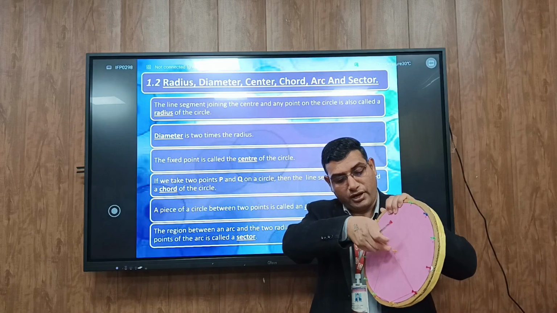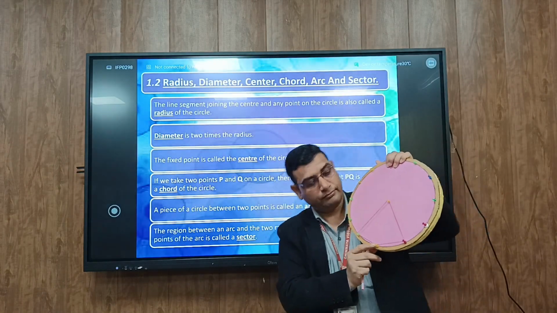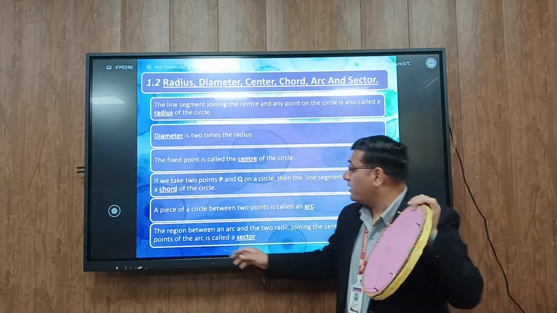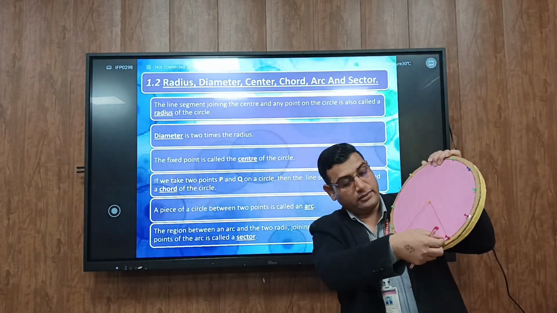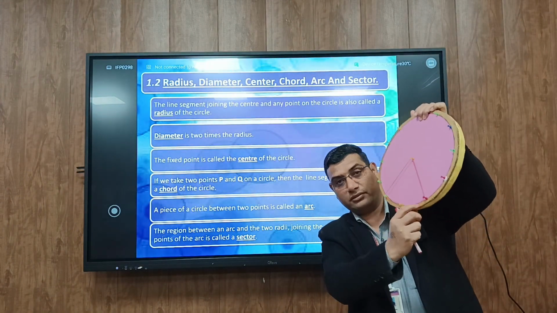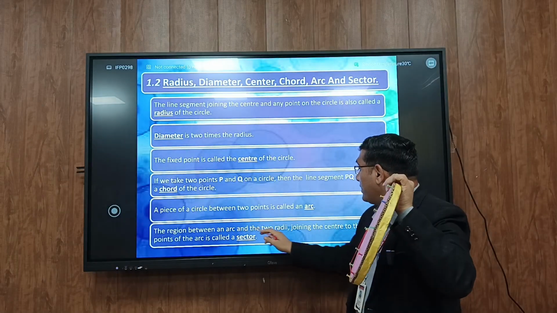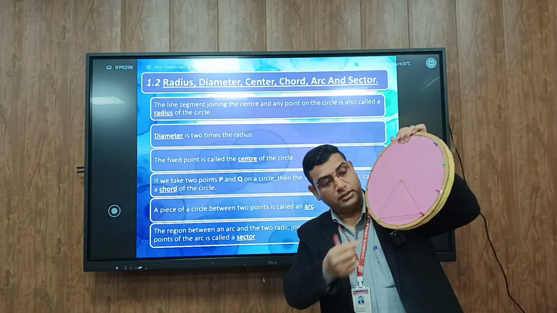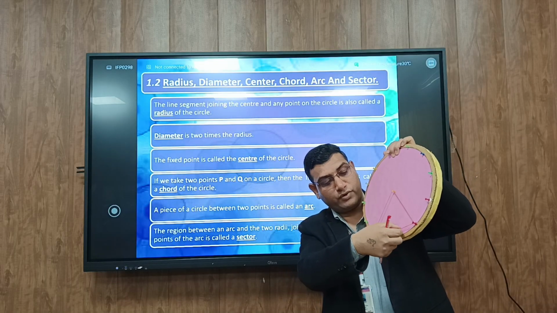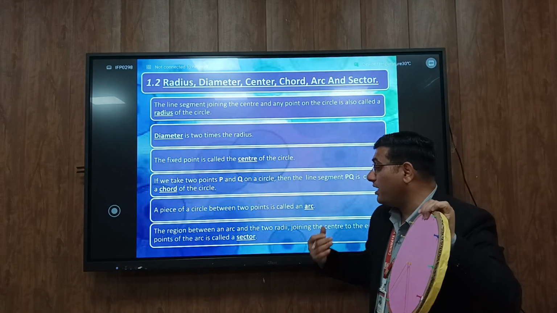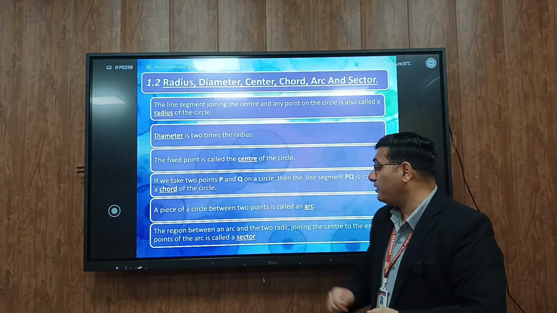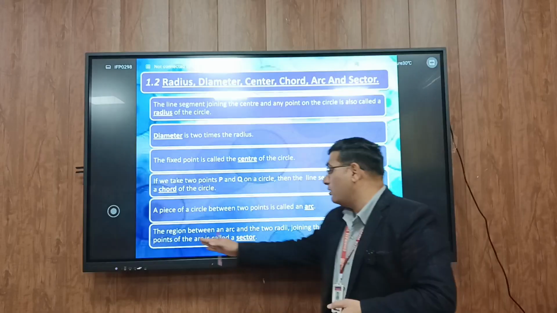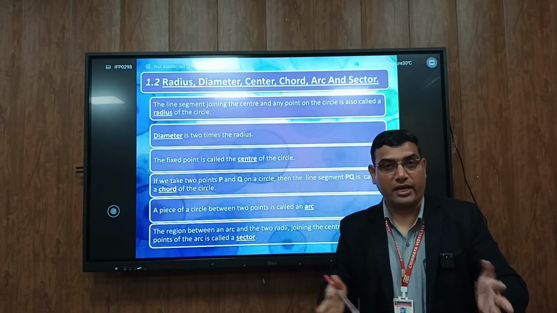Sector is this. Now this is a sector. Look at it. A sector is what? The region between an arc and two radii. We are talking about this arc, and the two radii, one here and one here. These are the two radii, and this is one arc. The area or region between an arc and the two radii joining the center to the end points of the arc is called a sector, right?